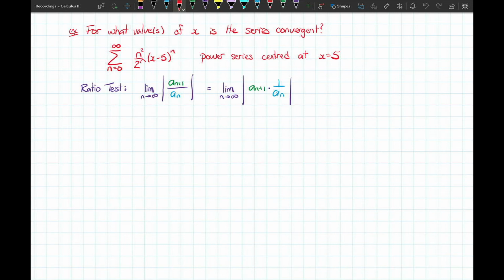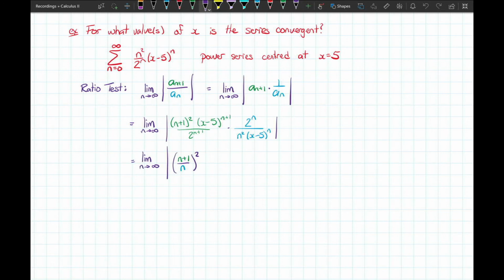Applying the ratio test, let's take a look at this classic form of a sub n plus 1 times the reciprocal 1 over a sub n. This gives us n plus 1 squared times x minus 5 to the power n plus 1 all over 2 to the n plus 1, multiplied by the reciprocal. That's 2 to the n over n squared times x minus 5 to the n. And let's group some common terms together. You can see that we have our n plus 1 squared in the numerator and n squared in the denominator. We can group those two things together and maybe just write that as n plus 1 over n, all squared.